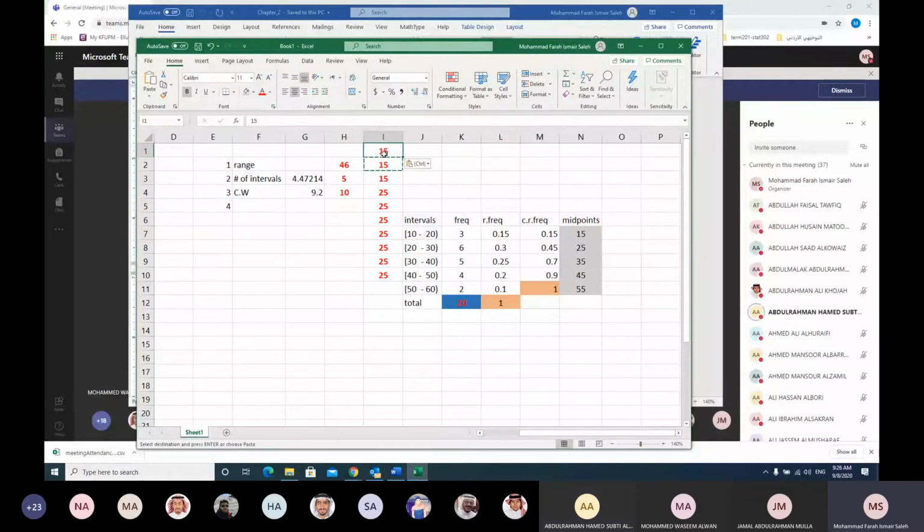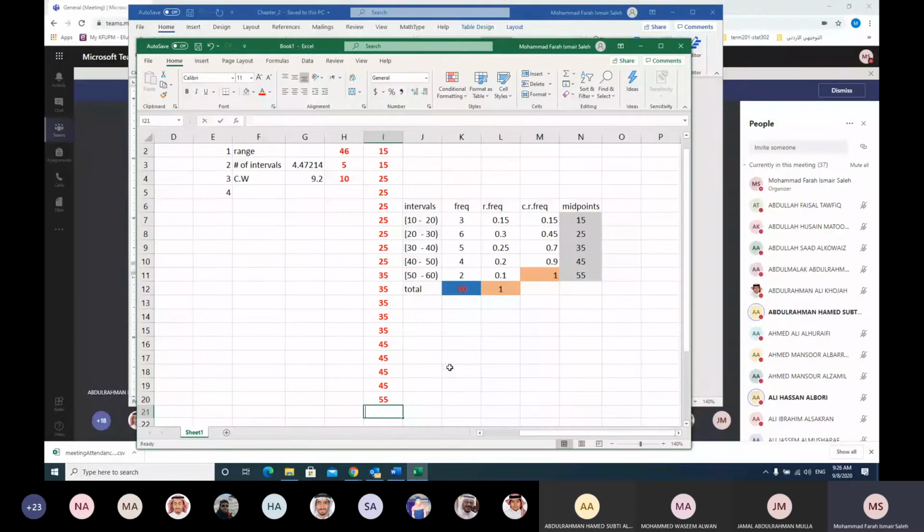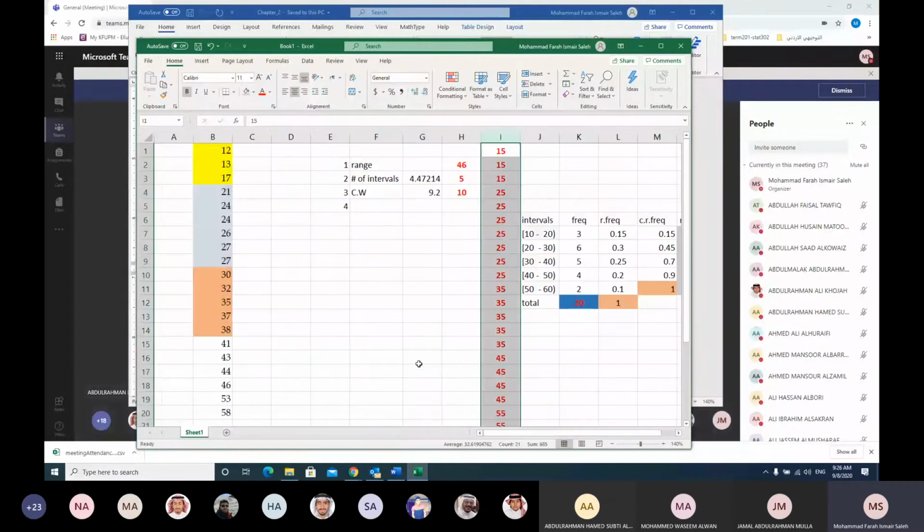What about the next days? For the next 5 days, around 35. What about the next 4 days? 45. What about the last 2 days? 55. Now we have these values and we have these values.